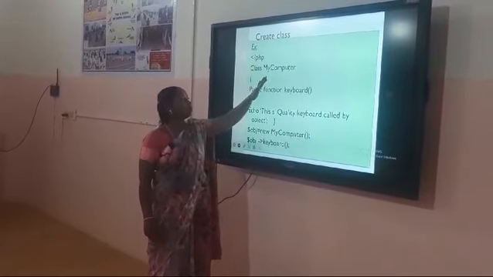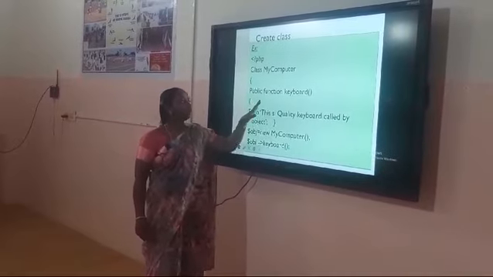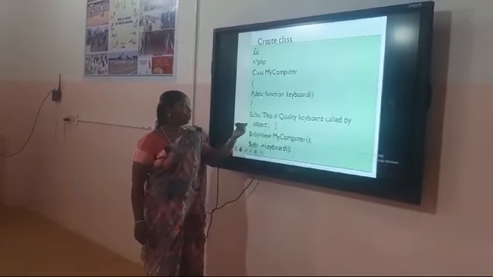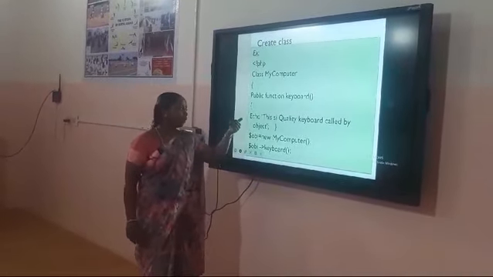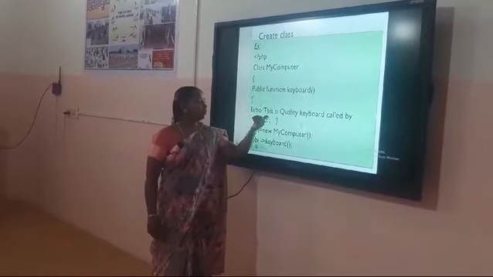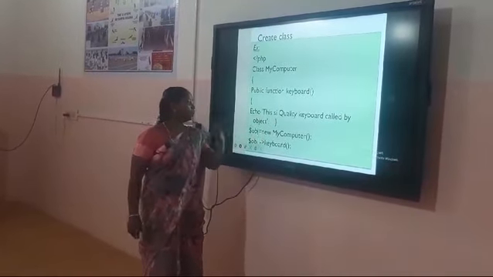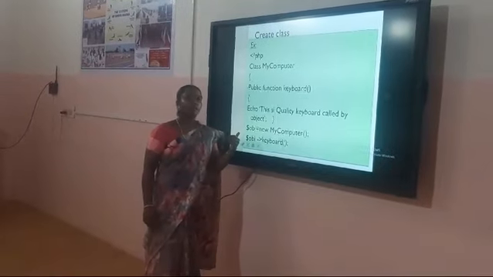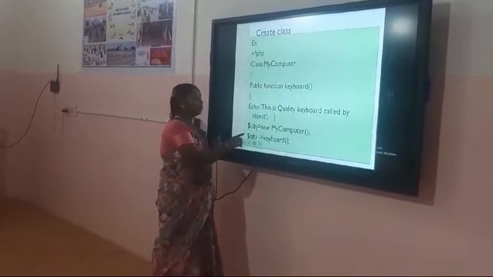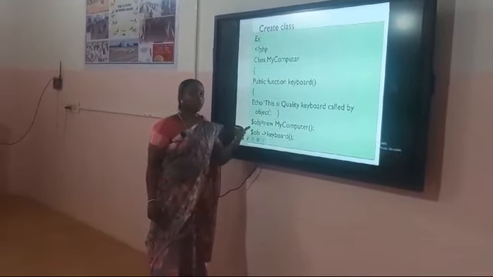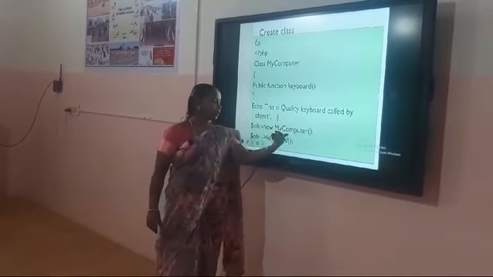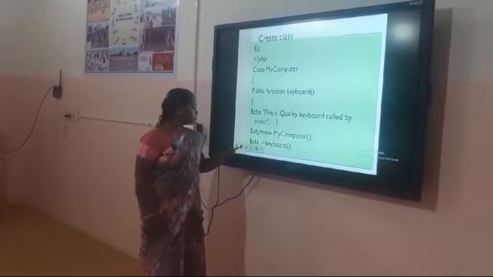This is also a class created. The class name is MyComputer. This is a public function, and in the public function we print using echo. Then this is the keyword called for the object. This is the object creation syntax. So we have to create a new object, using new from the class MyComputer.